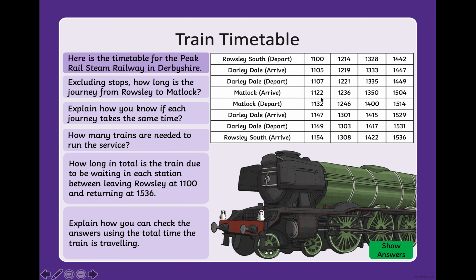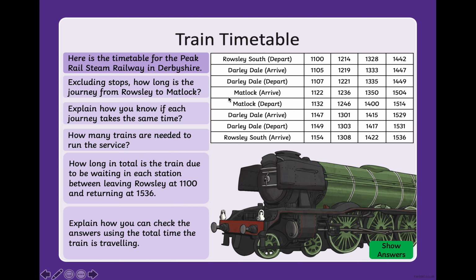Now I'm gonna take 11:07 and add 10 minutes to it. That's 11:17. So it took it more than 10 minutes. Okay, so 17 to 22, I have 5. So it took it 15 minutes from Darley-Dale to Matlock. Now it took it 15 minutes to reach from here to here, and it took it 5 minutes to reach from here to here. So 5 and 15, that's 20 minutes.